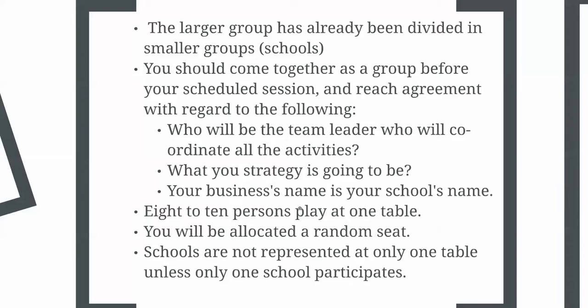8 to 10 students play at one table. They will be allocated a random seat in teams of 2 from a school. In this way, one school will not be represented at a single table. During the first half of the game, one of the players in the team of 2 will be the general manager, taking the business decisions, and the other one will be the accountant, recording the transactions. Halfway through, they will change roles.